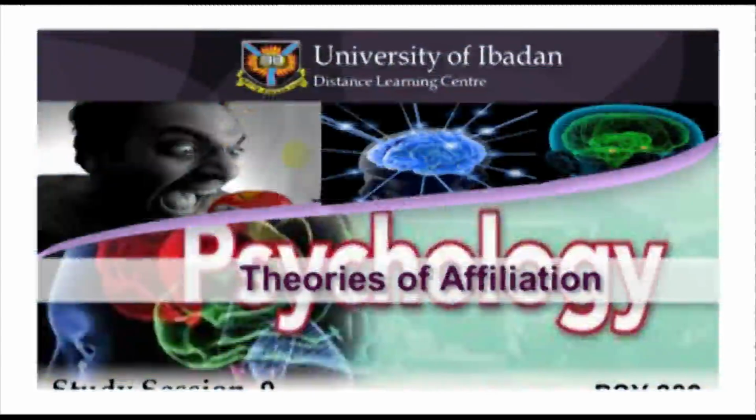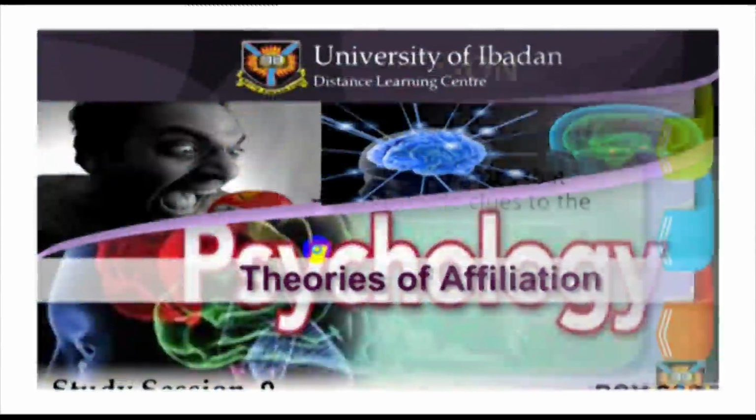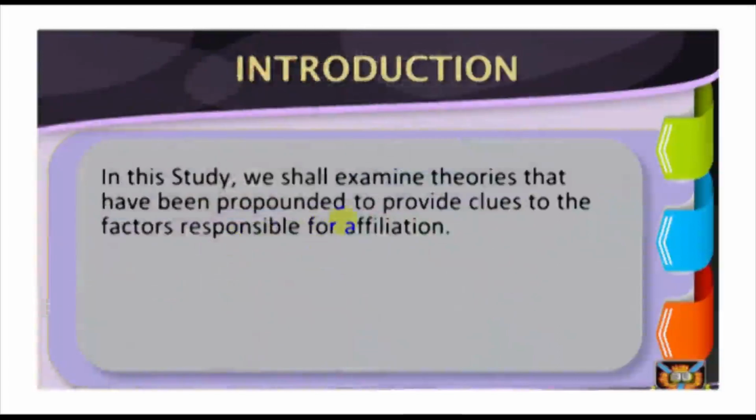We are now in study session 8, Theories of Affiliation. One of the major assumptions of social psychology is that no man is an island. It is believed that human beings by nature are social animals who depend on relating with one another and the social environment for optimal performance and survival.